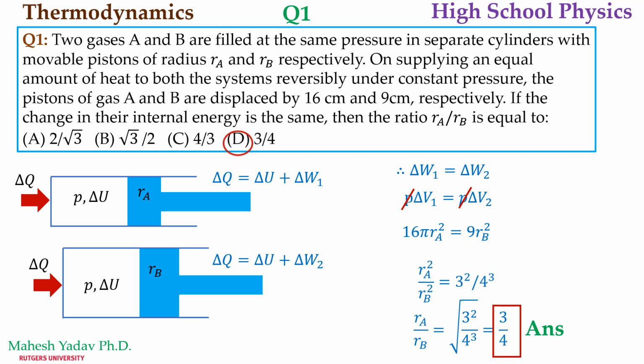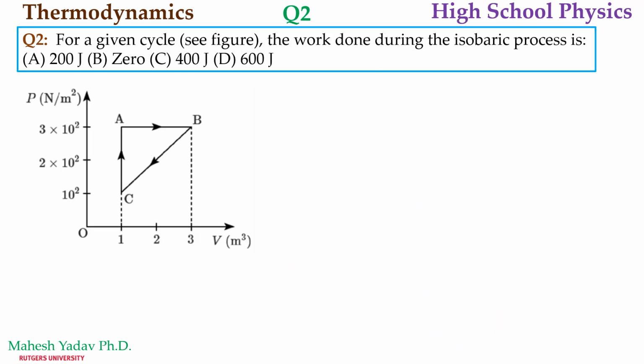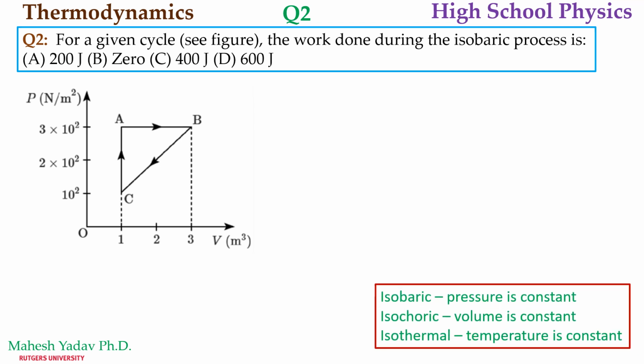Let us now go to next question. In this problem, we look at the figure. They are asking us to find work done by isobaric process, which is A to B. By the way, it is a good idea to revise similar-sounding process. Isobaric process is the process where the pressure is the same. Isochoric process is where the volume remains constant, and isothermal process is where the temperature remains constant.